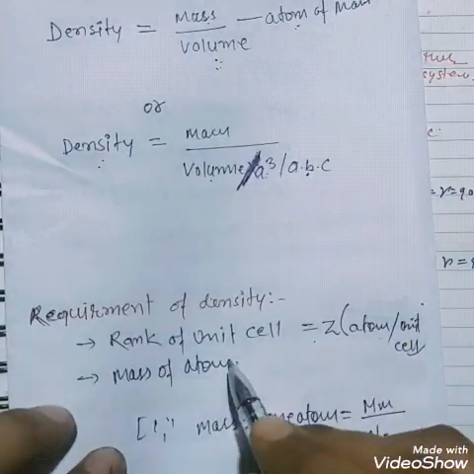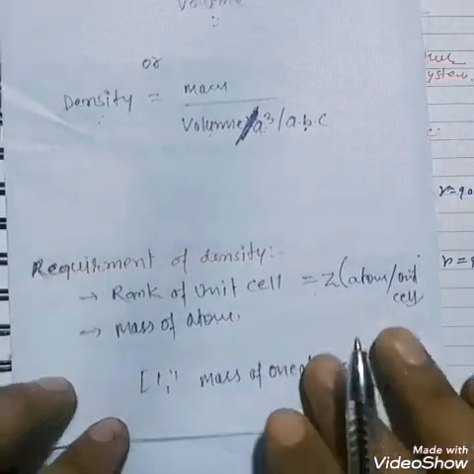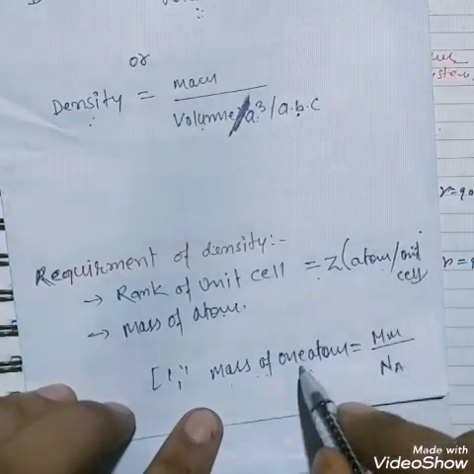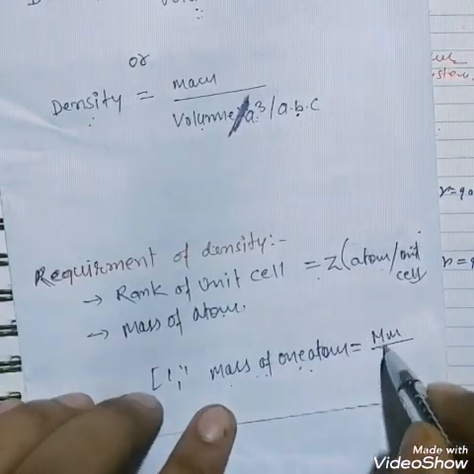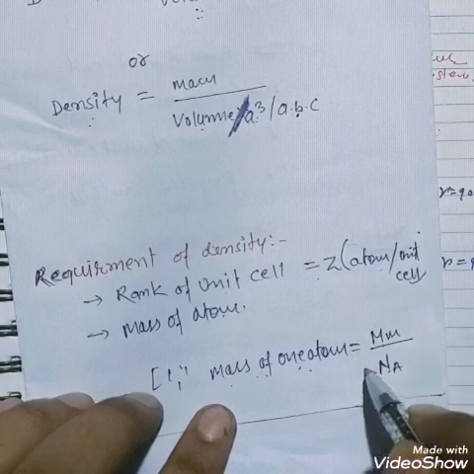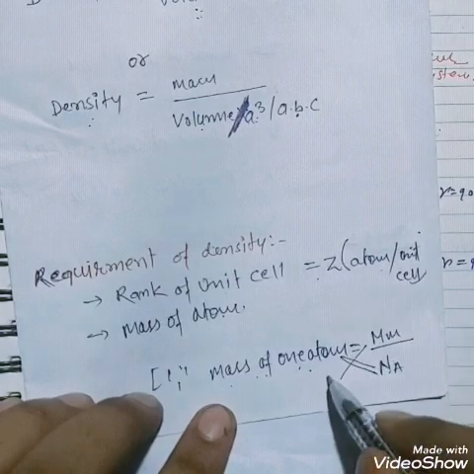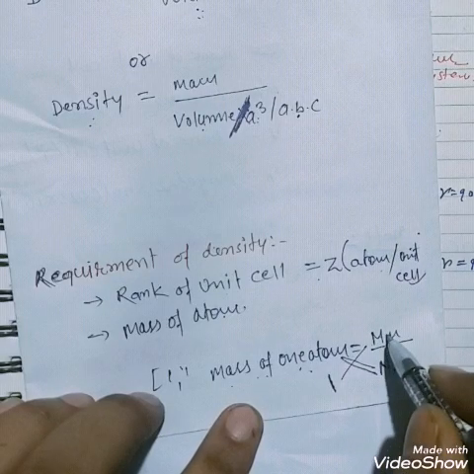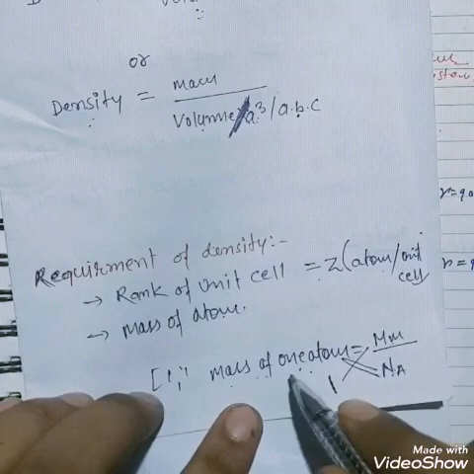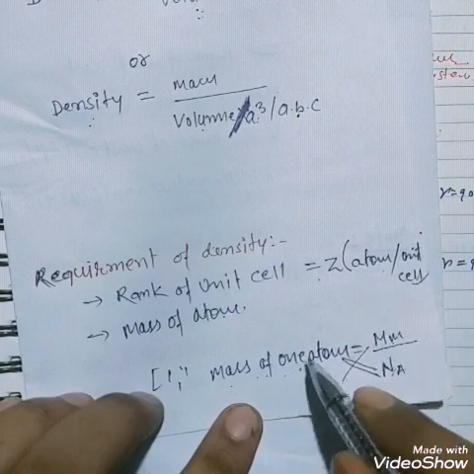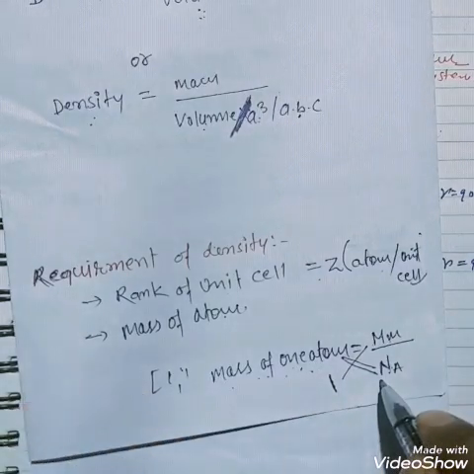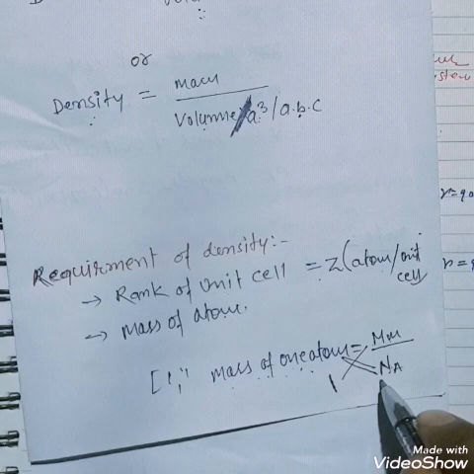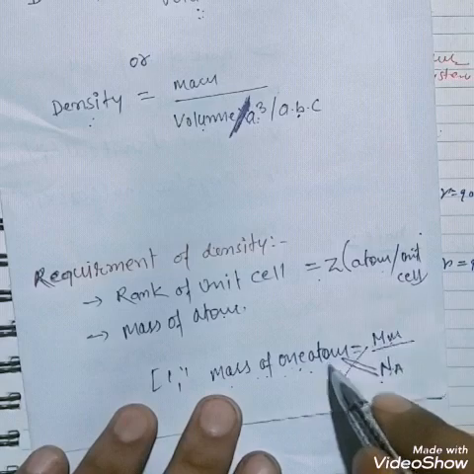And the mass of an atom. First I talk about the mass of one atom. Mass of one atom is equal to molar mass upon Avogadro number. That means we cross multiply by Avogadro number. Molecular mass is equal to the mass of one atom times Avogadro number. If you learned the mole concept in the previous class, you will definitely understand this.